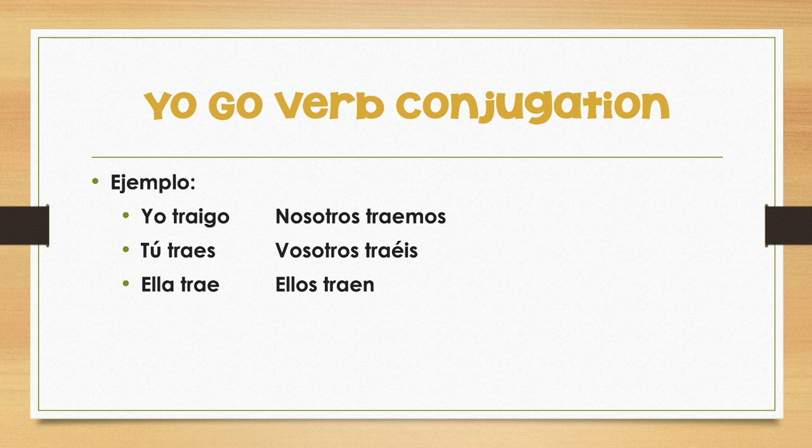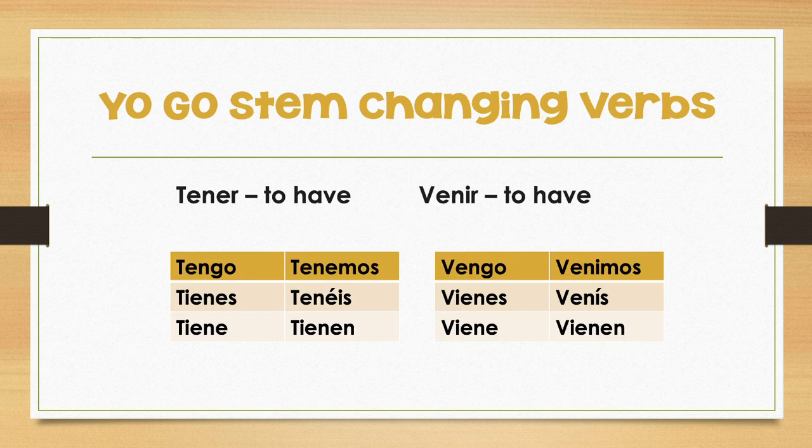Then some of those go verbs are also stem changing. So for example, tener is a go verb, but it's also an E to IE shoe verb, meaning that the IE change doesn't go all the way up to the yo form. So we have tengo, tienes, tiene, tenemos, tenéis, and tienen. Similarly, venir is a go verb and also an E to IE shoe verb. Vengo, vienes, viene, venimos, venís, and vienen.